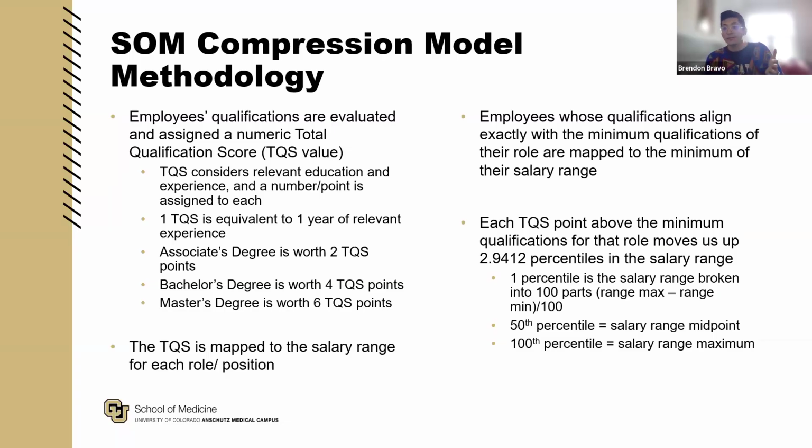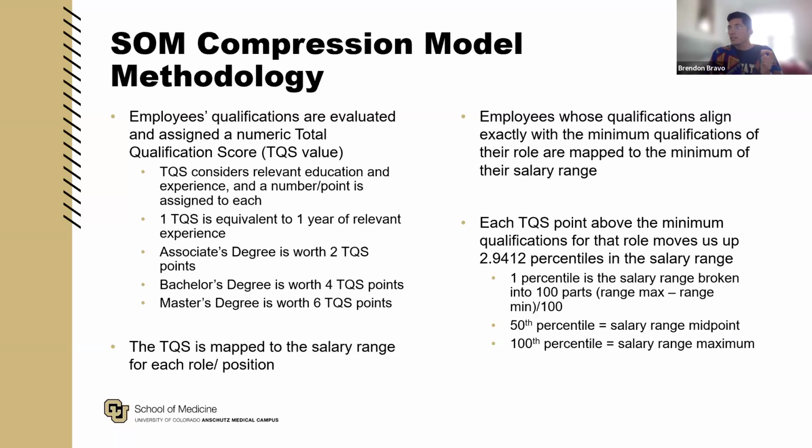We don't double count degrees. So if you have two master's, you only get one count for the 6, or if you have a bachelor's and a master's, we count your highest relevant degree. So we'd only count that master's for a TQS score and not a 6 plus a 4. And then that TQS is mapped to the salary range for each role or position.